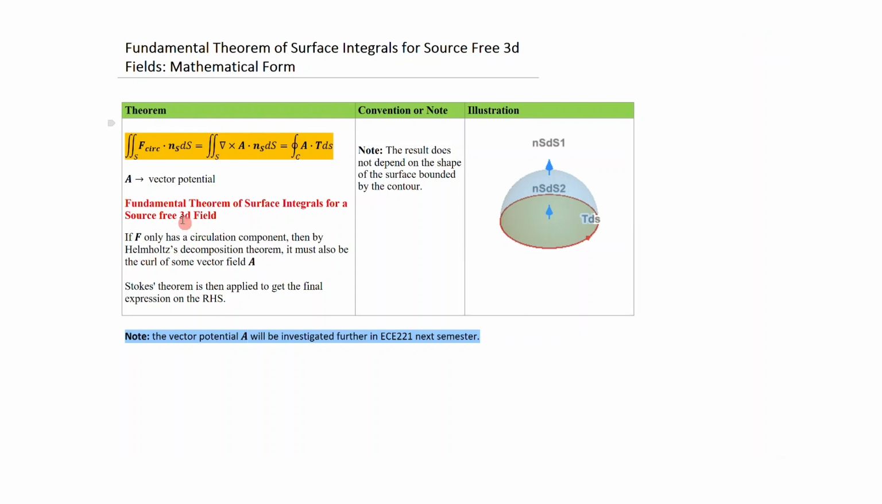In 2D, we were dealing with a contour. In this case, we're dealing with a surface. Also, you'll notice it does not depend on the shape. This is a surface integral, and this is a line integral. So this line integral could have this surface or could have had this surface, because we're making a comparison to the same contour that we see here. By the way, the vector potential A will be investigated in EC221 next semester.